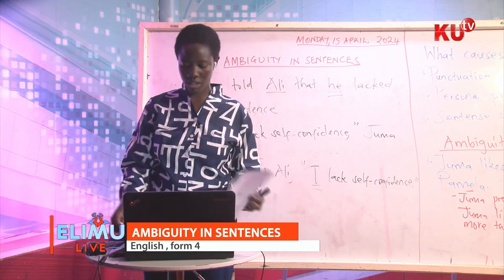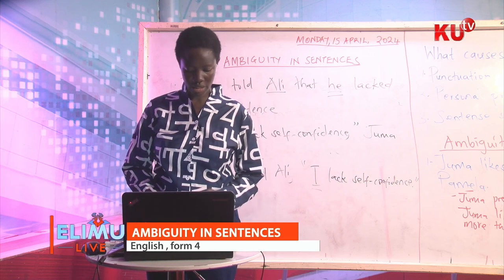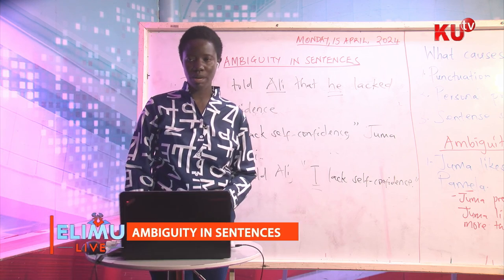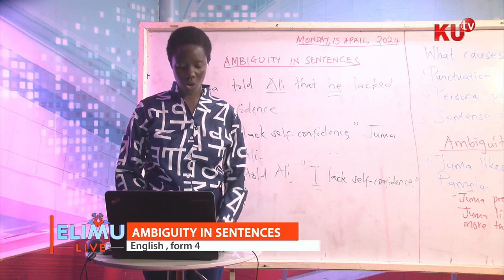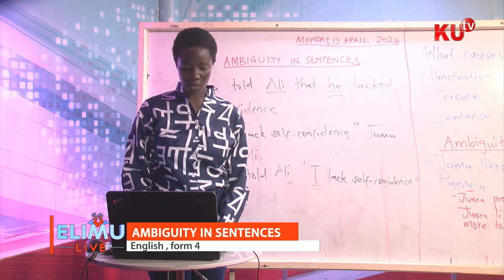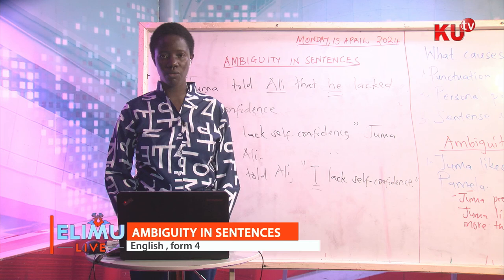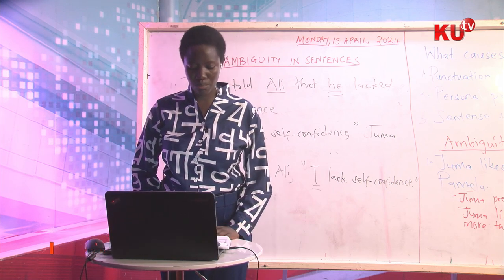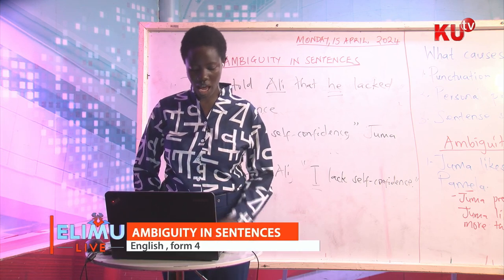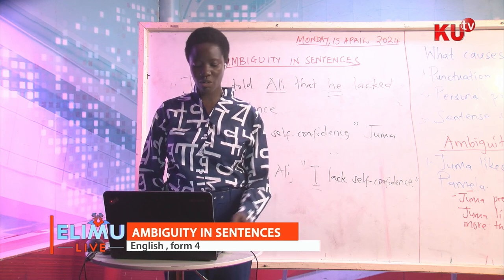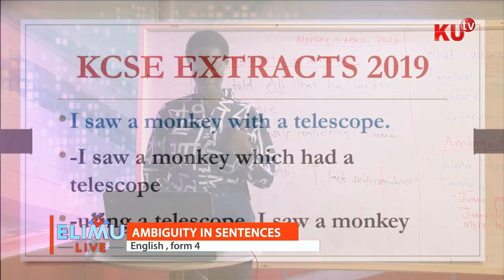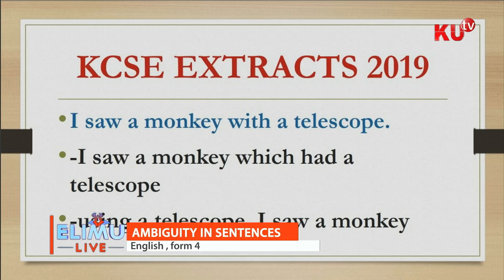In the same year, there was also another question under ambiguity in sentences. And that question was, I saw a monkey with a telescope. So the first meaning of this statement: we have I as the subject, and then we have the monkey, and then we also have a telescope. I am the one looking at the monkey, and it is the monkey that has the telescope. So I saw a monkey which had a telescope.